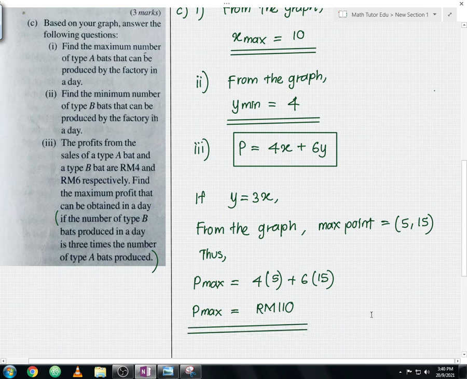That is all for the step-by-step working and solution for this question. I hope you understand the full working that I've shown to you.